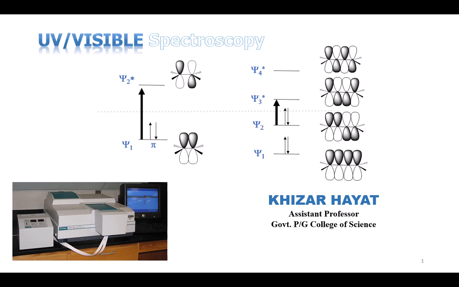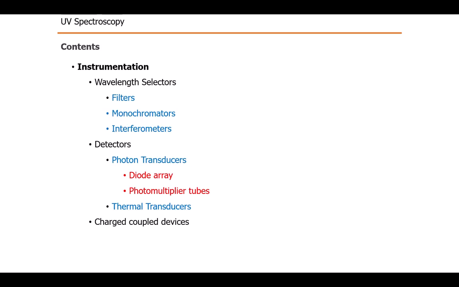Students, we were talking about UV visible spectroscopy and we are now starting with the instrumentation second lecture. It is the third lecture of UV visible spectroscopy but the second for instrumentation. We will talk about different components of the instrumentation here.